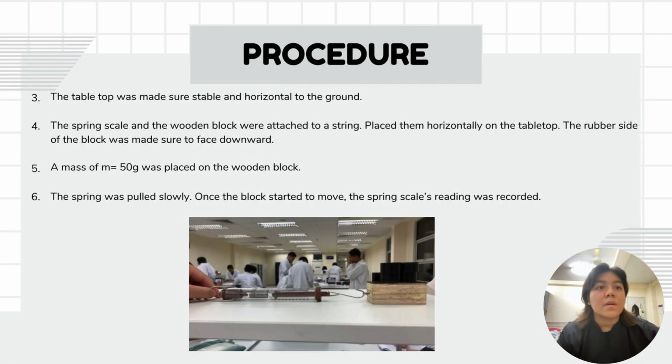Next, the tabletop was made sure to be stable and horizontal to the ground. The spring scale and the wooden block were attached to a string and placed horizontally on the tabletop. The rubber side of the block was made sure to face downward. A mass of 50 grams was placed on the wooden block. The spring scale was pulled slowly. Once the block started to move, the spring scale's reading was recorded.